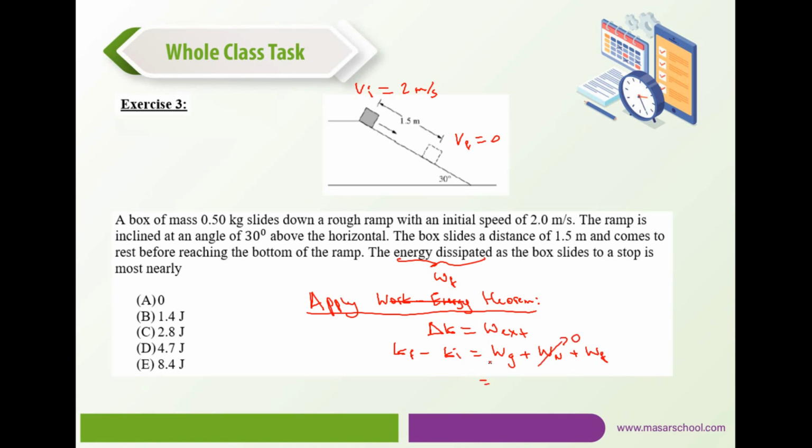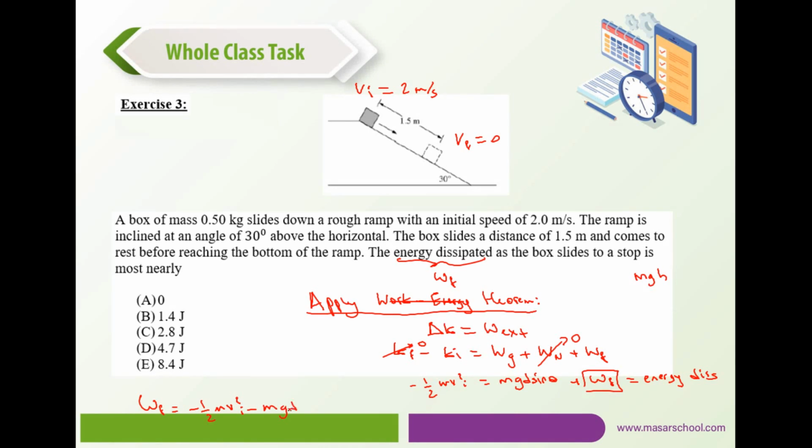Now the work done by gravity, if the box is moving down a ramp, would be mgd sine theta, where d represents the distance along the ramp. If they gave us the vertical distance, I would represent it as mgh. Now the final kinetic energy would be 0 because it comes to rest, and the initial would be minus half mv squared initial. We're interested in determining the work done by the frictional forces, which represents the energy dissipated.